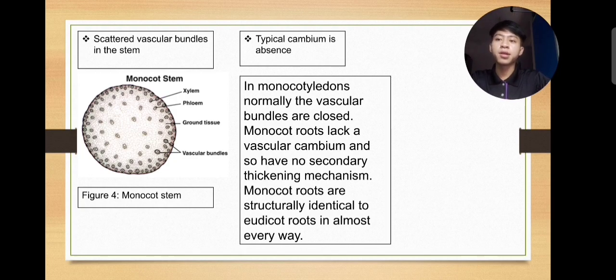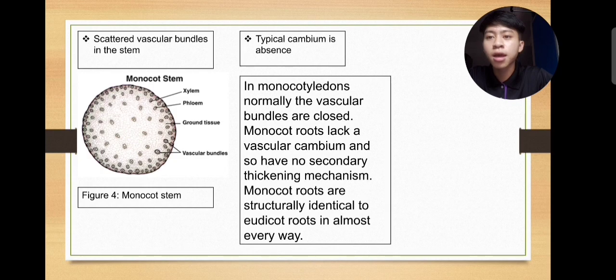Scattered vascular bundles in the stem. In figure 4, you can see the stem of the maize plant. In monocot stems, the vascular bundles are scattered throughout the ground tissue. Like monocot roots, monocot stems are protected by an outer layer of dermal tissue called the epidermis. The rest of the stem is made up of ground tissue and vascular tissue.